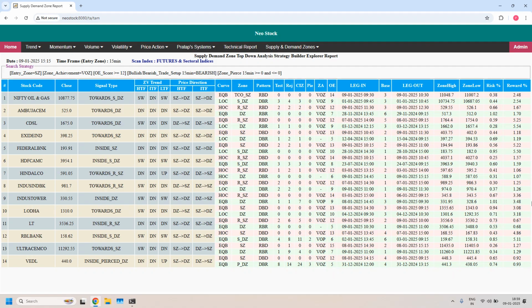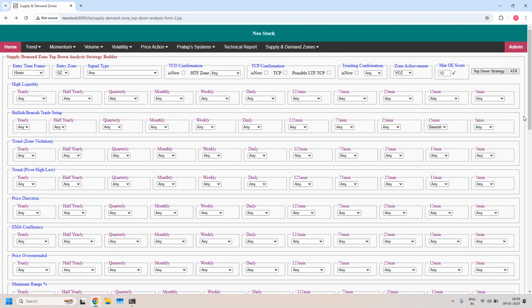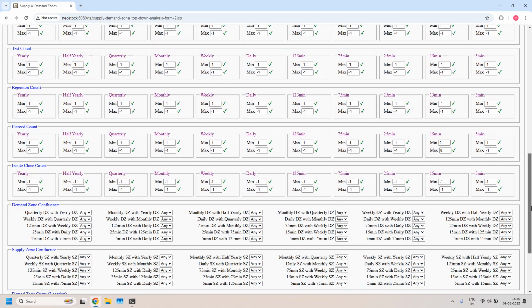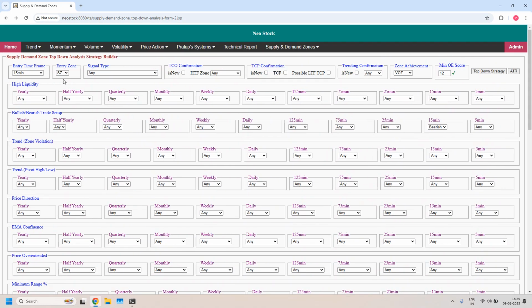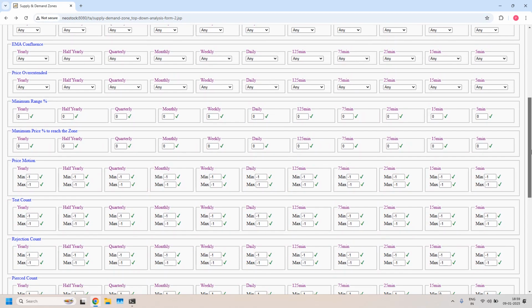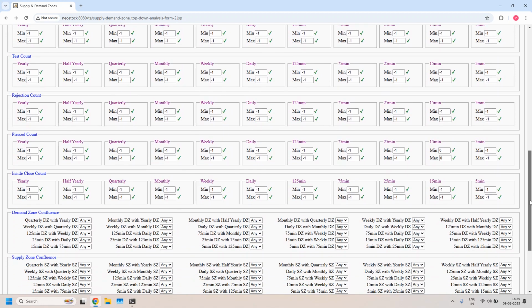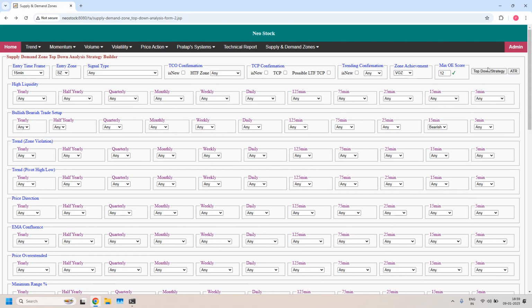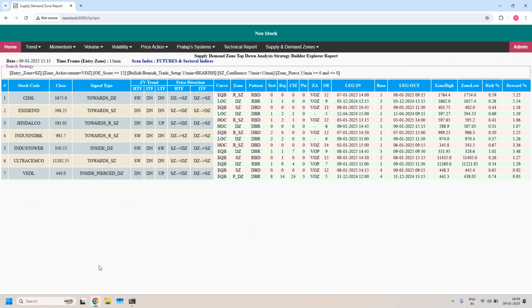So first filter is LTF and ITF demand zone confluence. Let's verify. That is 15 minutes and 75 minutes supply zone confluence, not demand zone confluence. Sorry for the mistake. LTF, ITF supply zone confluence. That is 15 minutes and 75 minutes supply zone confluence. I am enabling that filter. With this filter, now the list has come down to 7 stocks.